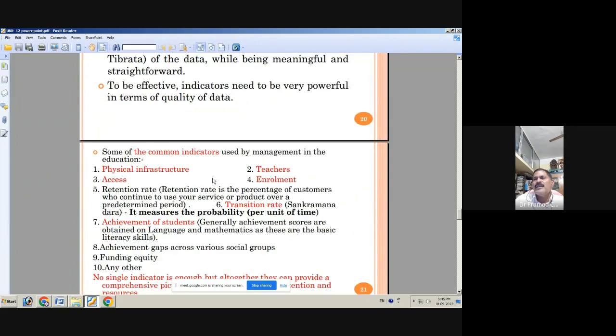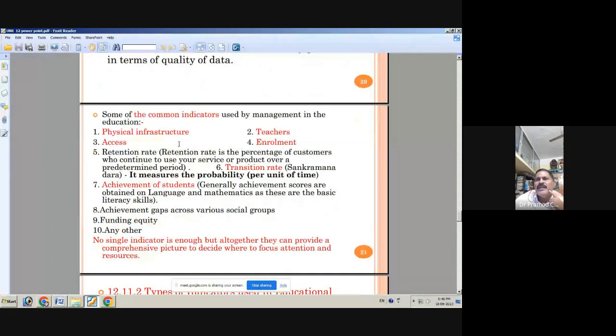Because you know that there are certain common indicators, and the common indicators can reflect the management of the school. One is physical infrastructure, you know all these things. Teachers are there. Access means enrollment is there. Access means the educational facilities, means provision of the schools. Enrollment is there. Retention rate is also there, that is how many people are remaining in the classroom.